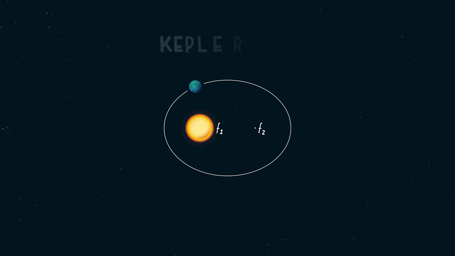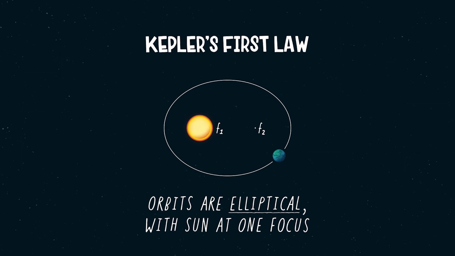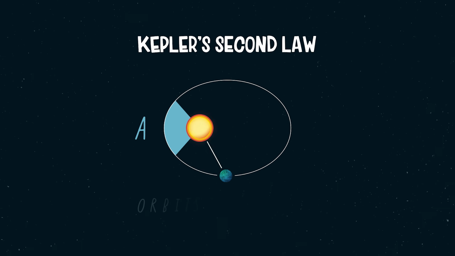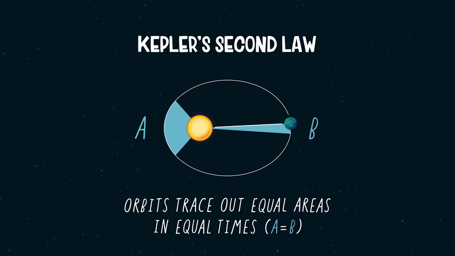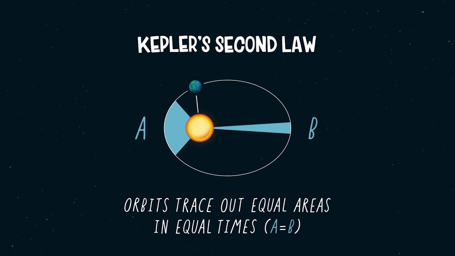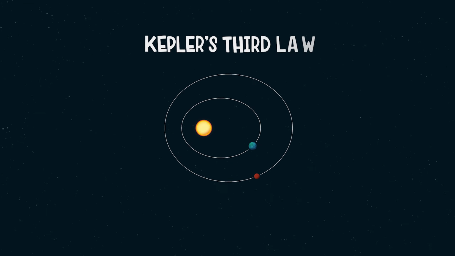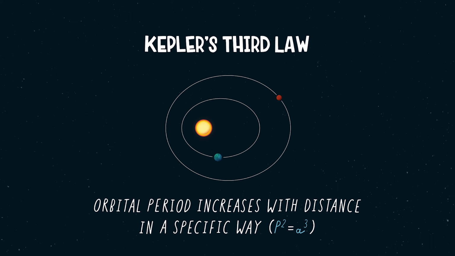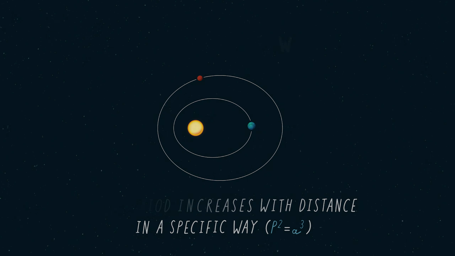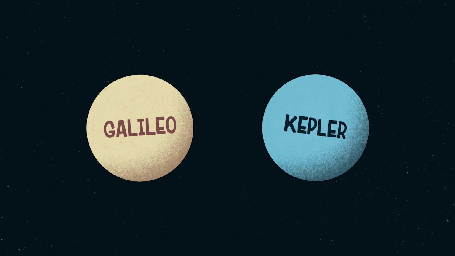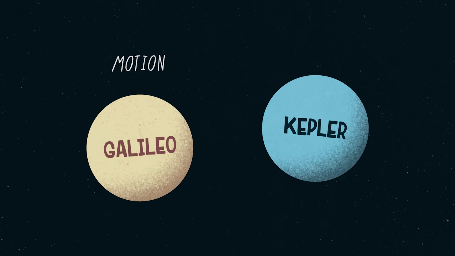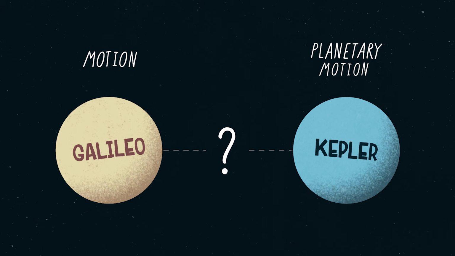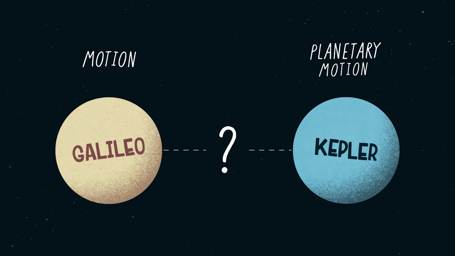This became the first of Kepler's 3 laws of planetary motion. The second law showed that planetary motion wasn't uniform, with planets orbiting faster as their orbital paths neared the Sun. With his third law, he found that a planet's orbital period increased with its distance from the Sun in a specific way. The work of Galileo and Kepler had revolutionized and redefined our understanding of both motion and planetary motion, respectively. But neither could answer why things moved according to the rules they had discovered.